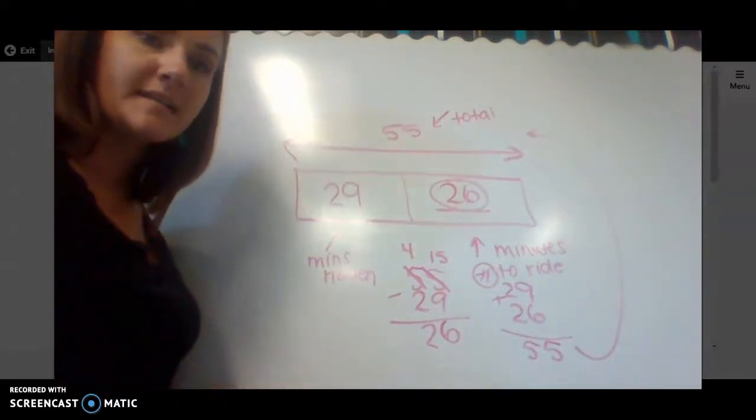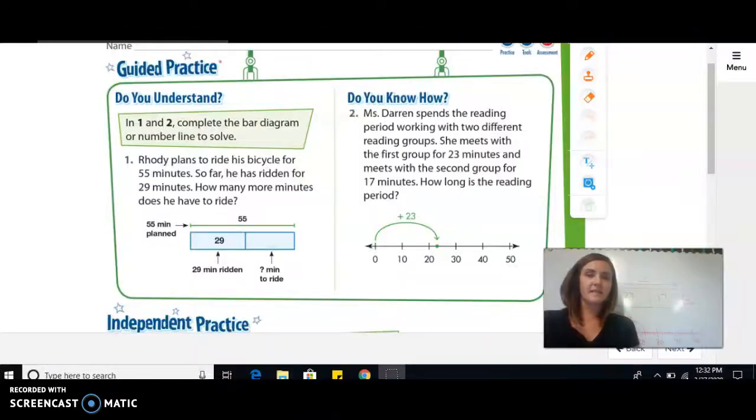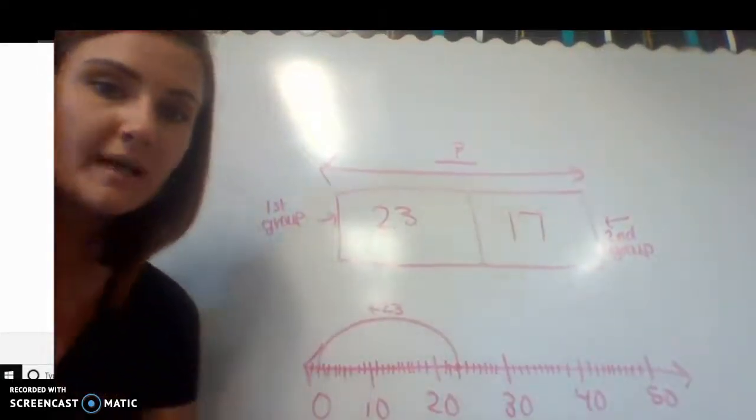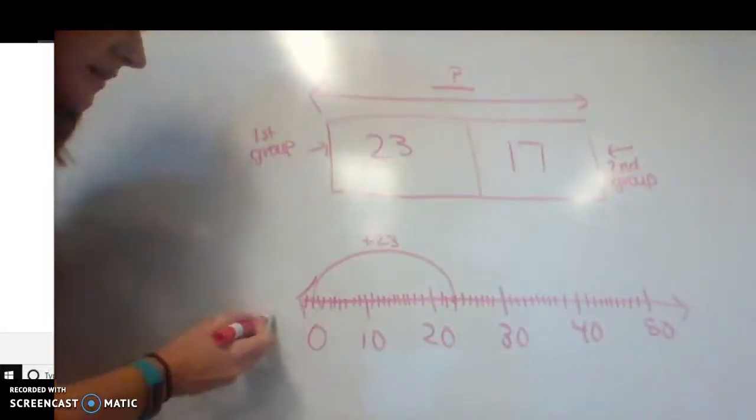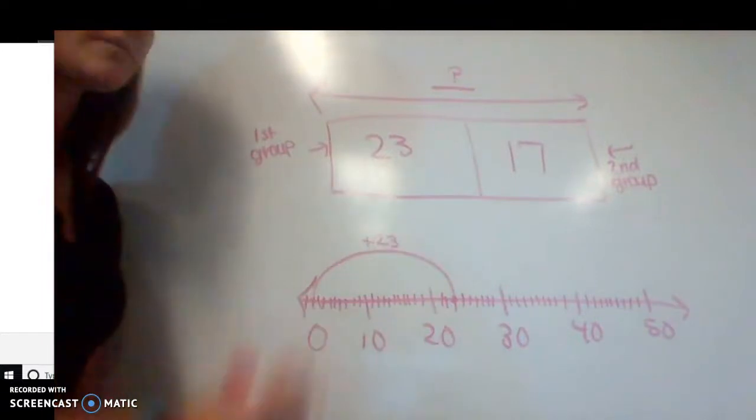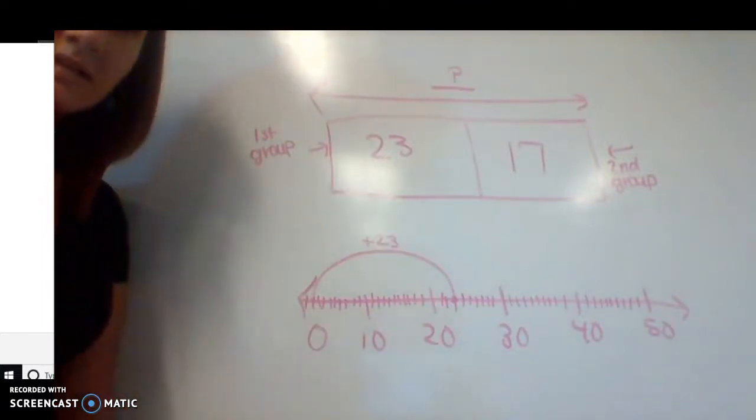All right, let's look at the next problem. So our second problem said, Miss Darren spends the reading period working with 2 different reading groups. She meets with the first group for 23 minutes and meets with the second group for 17 minutes. How long is the reading period? So as you see here on the board, what I did is there are 2 separate ways. They showed us the one below, which was our number line, and then this is the one from what we did in the last problem.